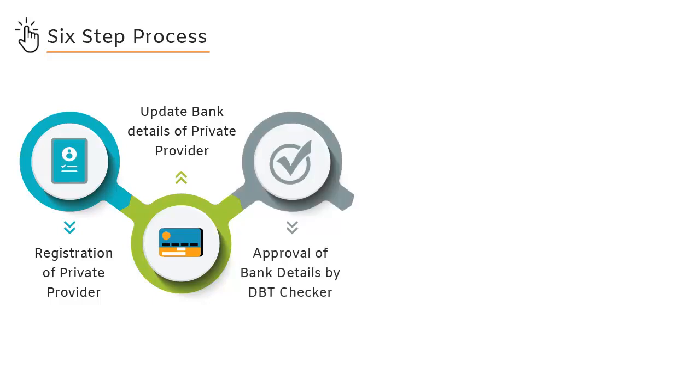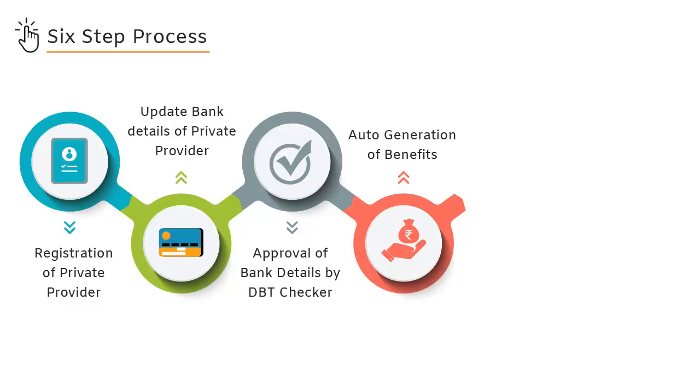The third step is approval of bank details by DBT checker. After the bank details are saved by the private provider, it is approved by the DTO. All these 3 steps, registration, update of bank details of private providers and approval of bank details by DBT checker is a one-time activity. The fourth step is auto-generation of benefits.